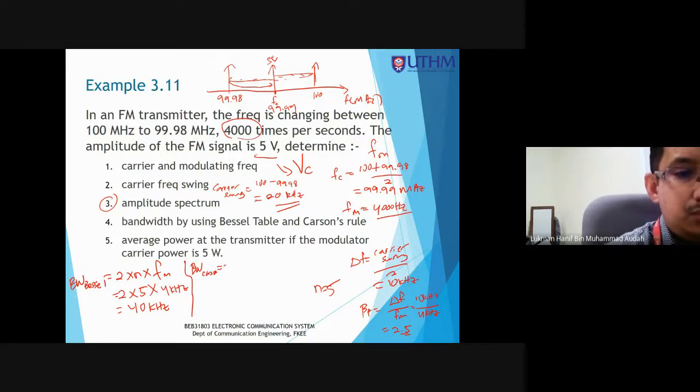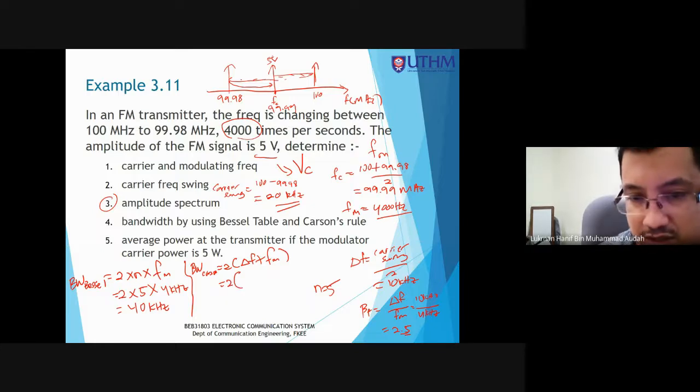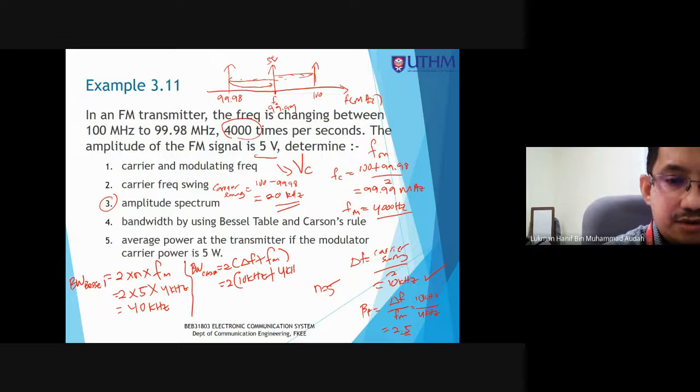And then bandwidth by Carson is equal to 2 times delta F plus Fm. So this is equal to 2 times delta F, here we already got 10 kilohertz from the previous question. And we already know the Fm here is 4 kilohertz. So 14 times 2, so we get 28 kilohertz.